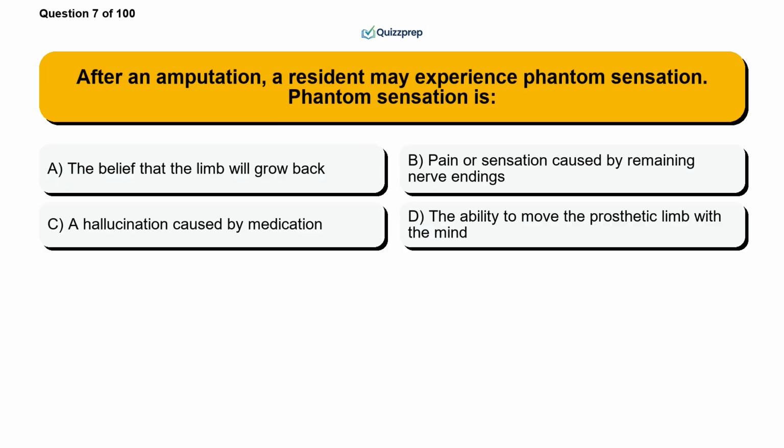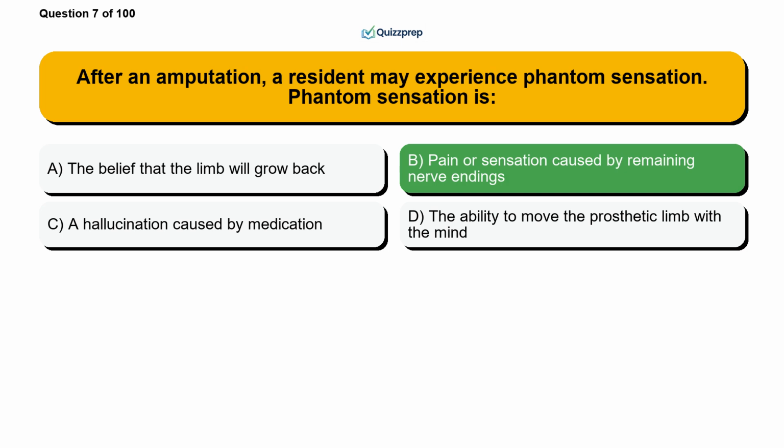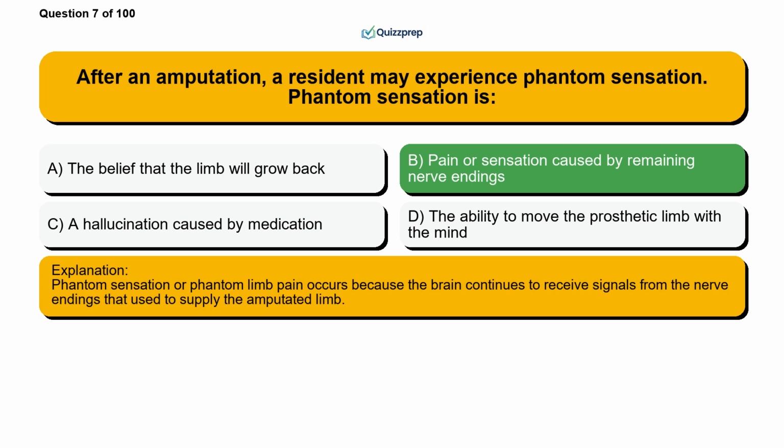Question 7. After an amputation, a resident may experience phantom sensation. Phantom sensation is: Option A, the belief that the limb will grow back. Option B, pain or sensation caused by remaining nerve endings. Option C, a hallucination caused by medication. Option D, the ability to move the prosthetic limb with the mind. The correct answer is option B, pain or sensation caused by remaining nerve endings. Phantom sensation or phantom limb pain occurs because the brain continues to receive signals from the nerve endings that used to supply the amputated limb.